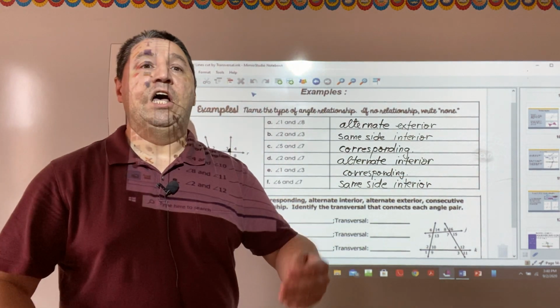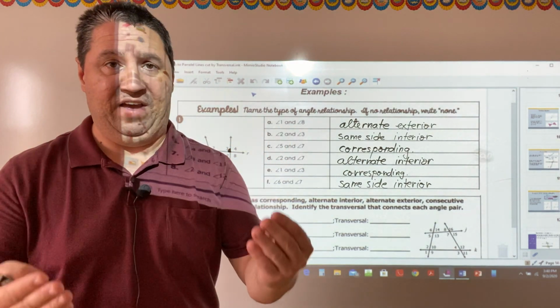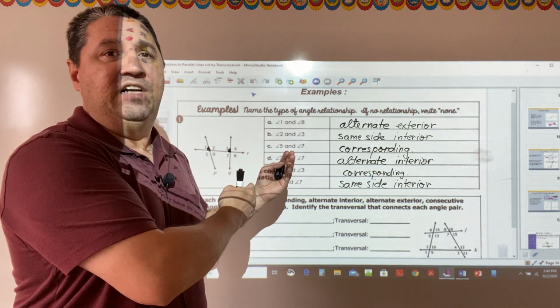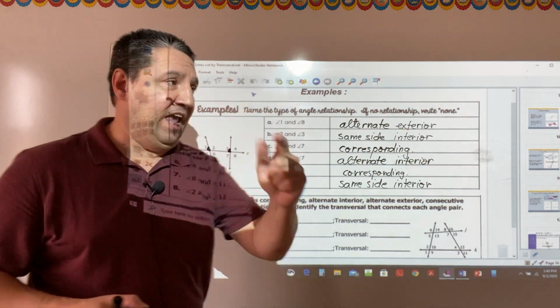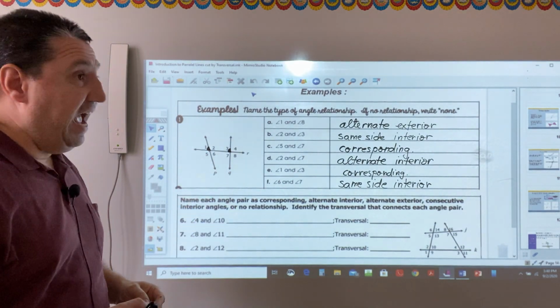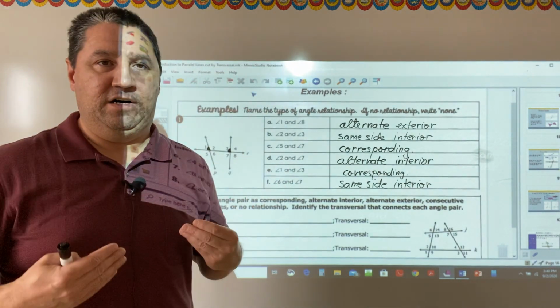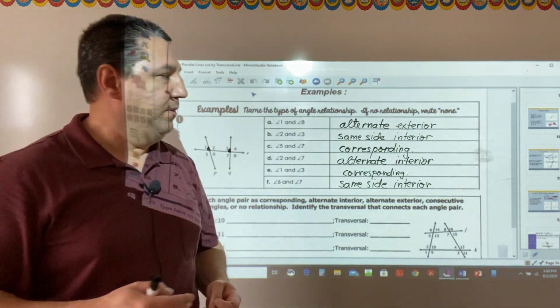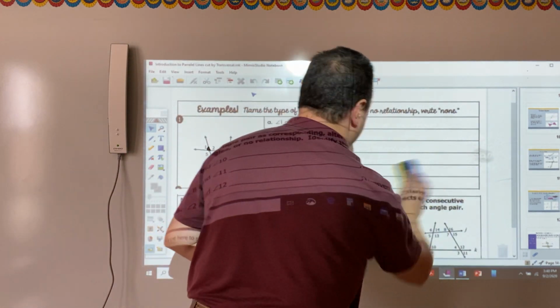One more time. How do we identify the right name for the pairs of angles formed by a transversal that cut two lines? By identifying the transversal first, and then finding the location of the angles. Good. Let's do one more example.